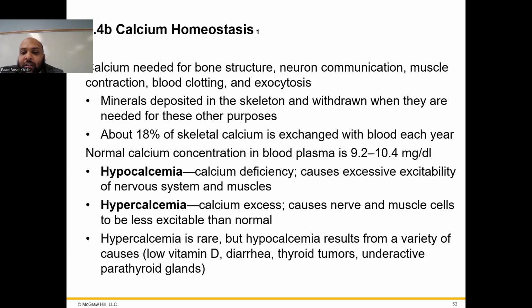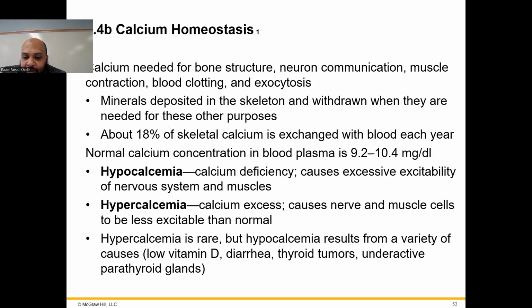So the minerals are deposited in the skeleton and withdrawn when they are needed for these other purposes. About 18% of the skeletal calcium is exchanged with blood each year. A normal calcium concentration in blood plasma is 9.2 to 10.4 milligrams per deciliter. In hypocalcemia, calcium deficiency causes excessive excitability of the nervous system and muscles.